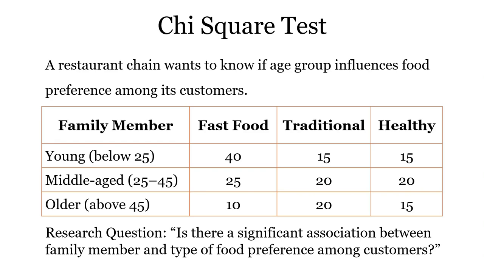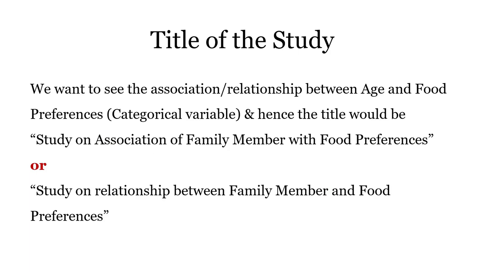Here, the table values which have been given are called the observed frequency, because these are the values or data which have been collected by the researcher at the time of data collection from the respective respondents. Let us begin with development of the research title for the given situation. Since we want to see the association or relationship between family members and type of food preferences, that is, both are categorical variables, the title would be: a study on association of family members with the type of food preferences, or the title can also be: study on relationship between family member and type of food preferences.